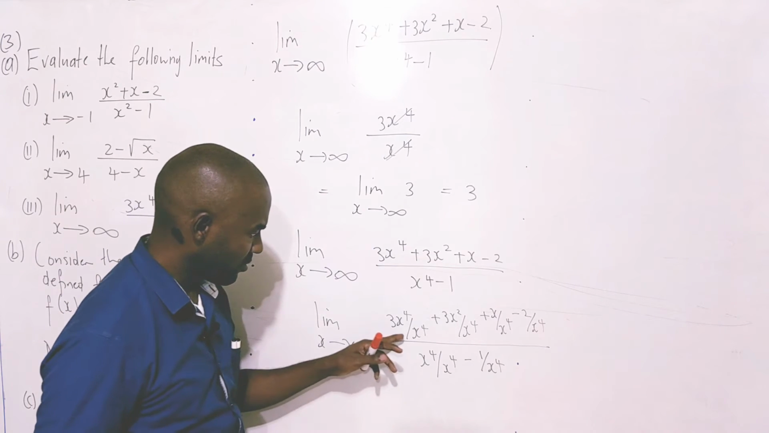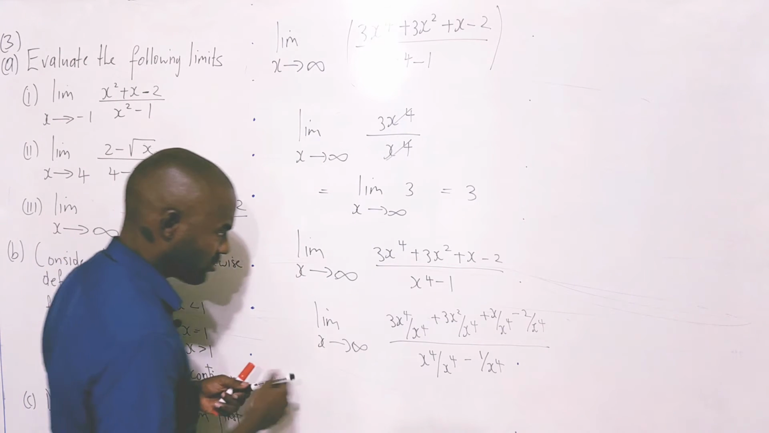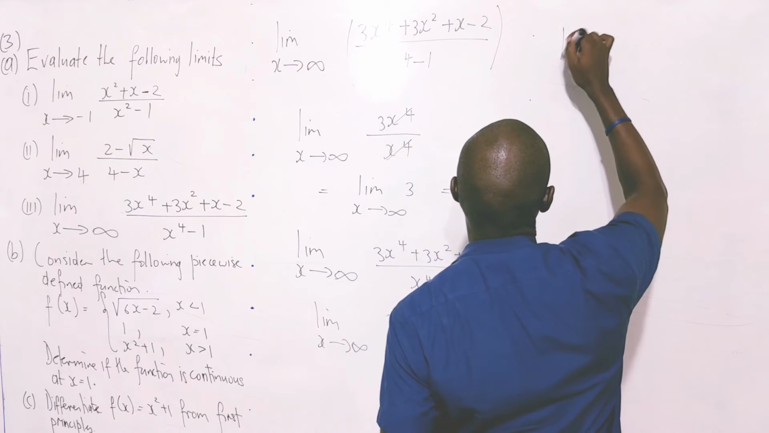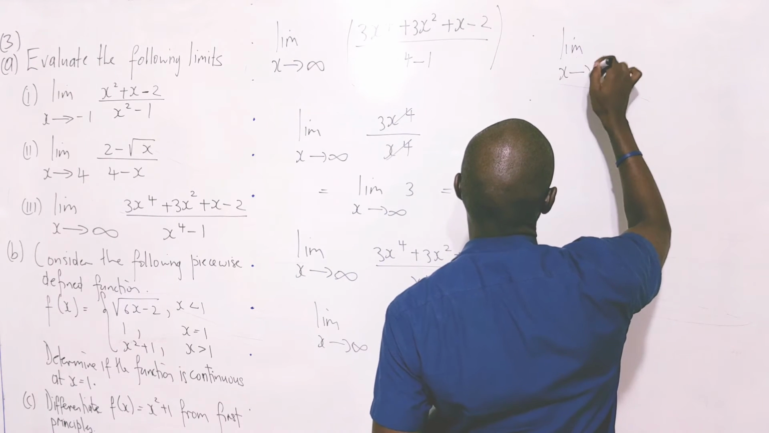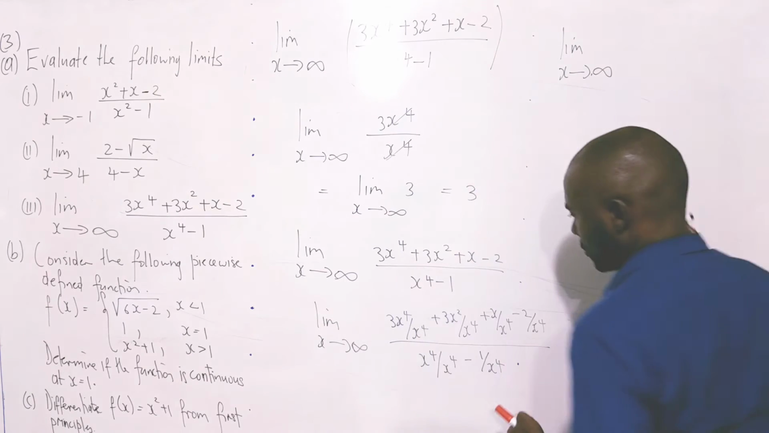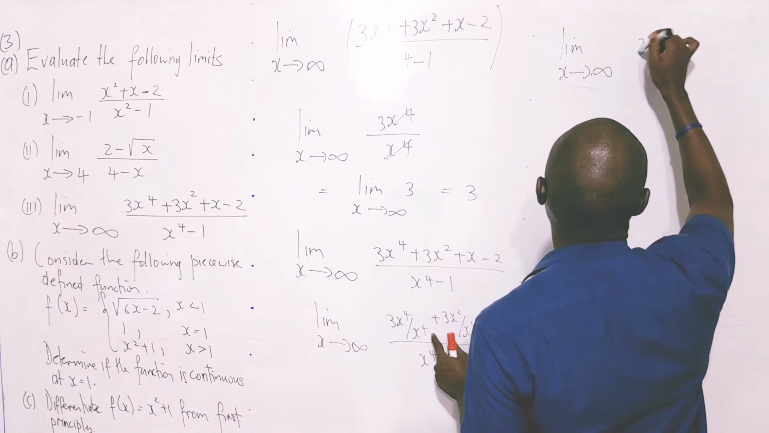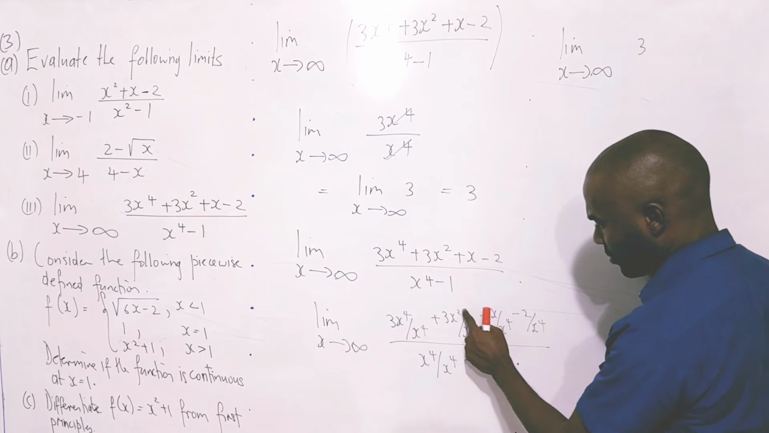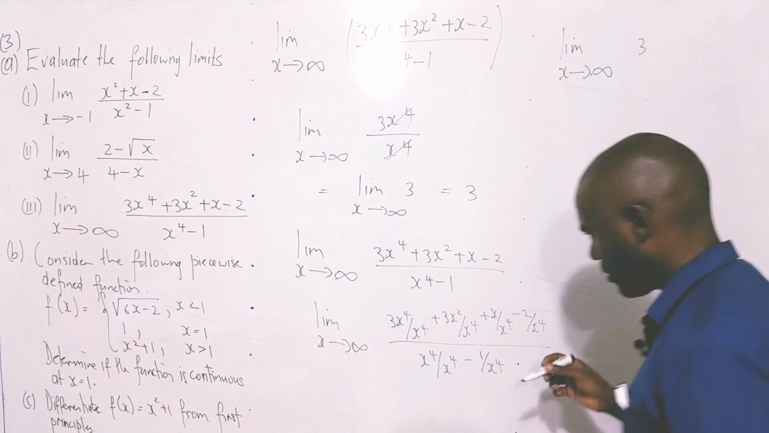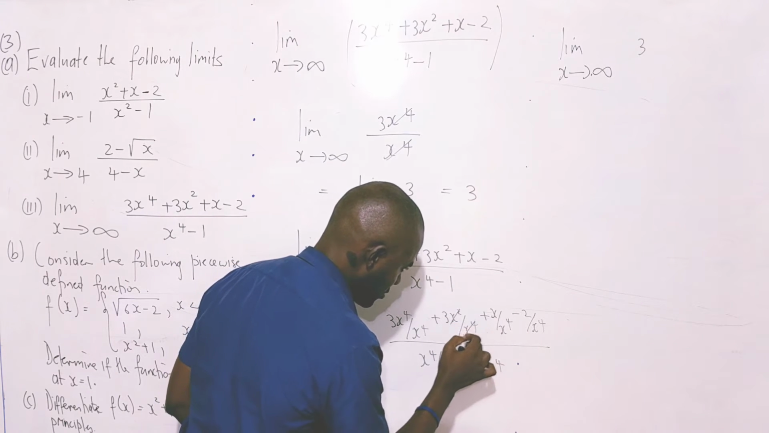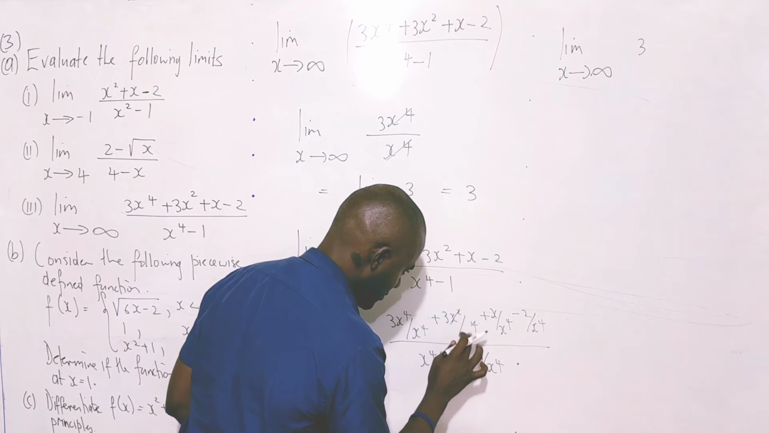Now x to the fourth divided by x to the fourth, these two will cancel. So we're left with the limit as x approaches infinity. So x to the fourth will cancel to give us, well, 3x squared divided by x to the fourth. Then this basically will cancel to give us x squared.